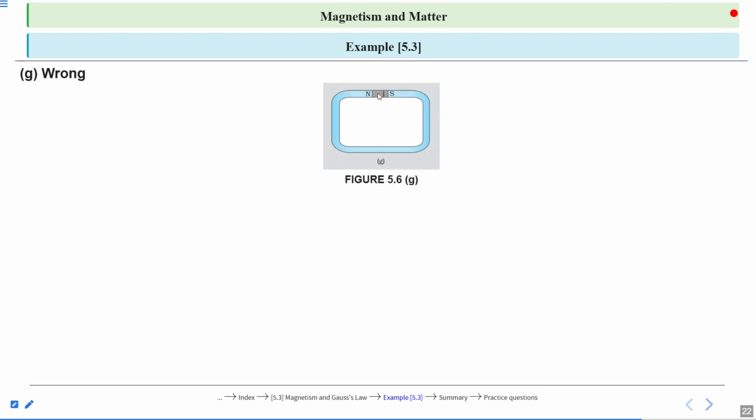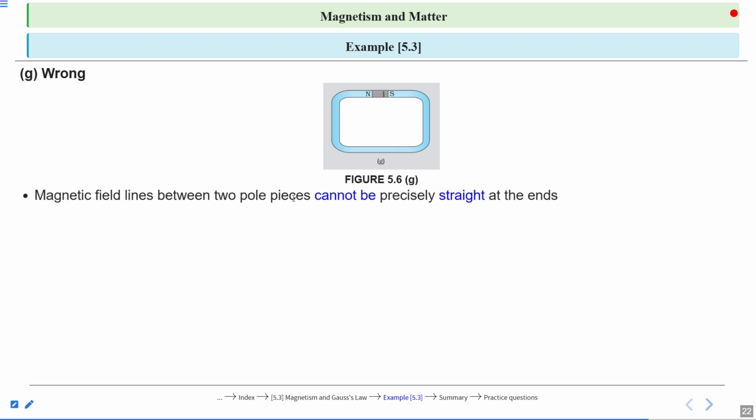Why? This is a north pole, this is a south pole, and these are magnetic field lines shown from north to south. They are so confined and straight from north to south, which is not possible. There can be fringing of the magnetic field lines at the ends. So in figure 5.6G, magnetic field lines between two pole pieces cannot be precisely straight at the ends. So we cannot say it is similar to a solenoid. At the ends of the pole or at the ends of a solenoid, magnetic field lines are not completely straight. There may be fringing like that.